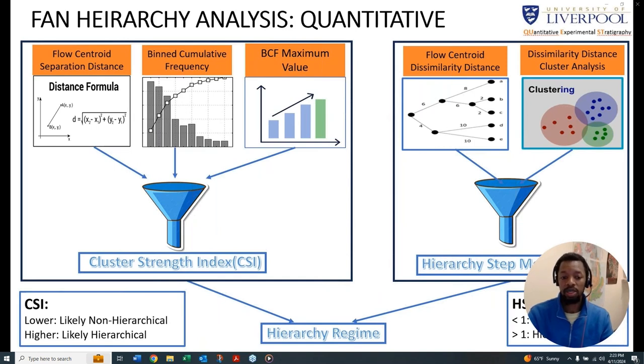The first one is the cluster stress index, which tells us whether hierarchy exists or not. Higher value indicates likelihood of hierarchy, lower values indicate non-likelihood of hierarchy. Then the second metric, which is the hierarchical step metric, tells us the number of steps we have. And so combining these two, we use that to form a hierarchy regime.